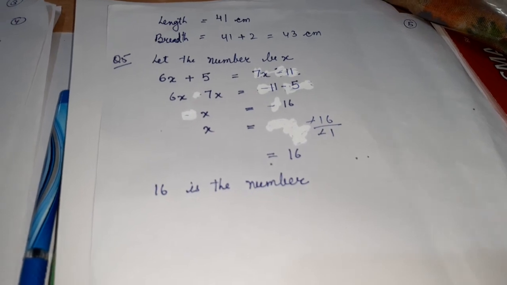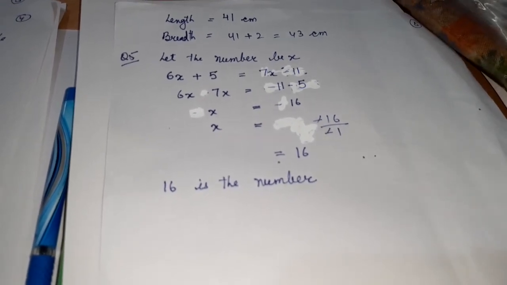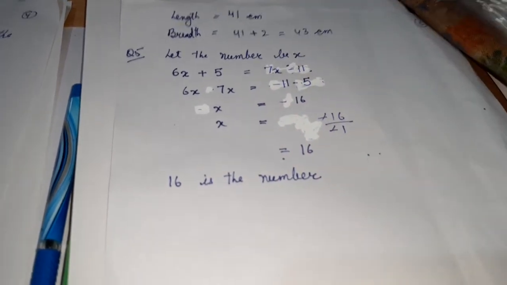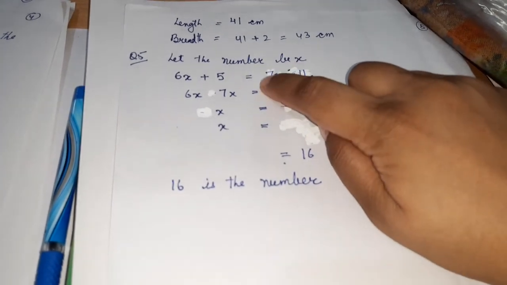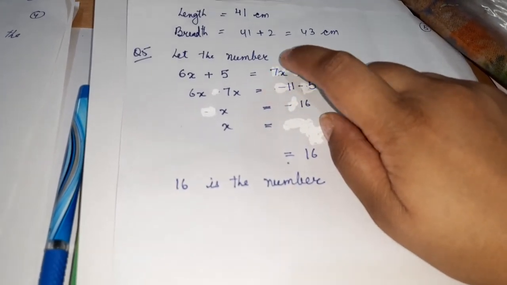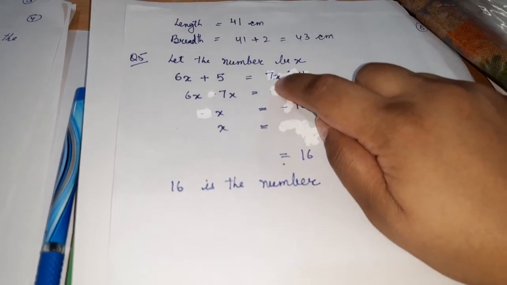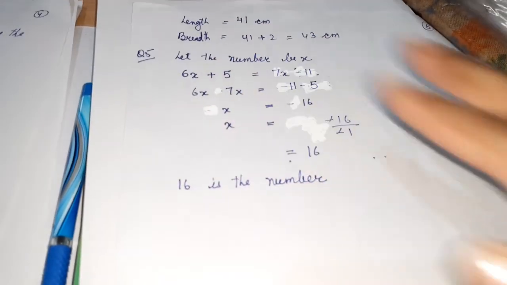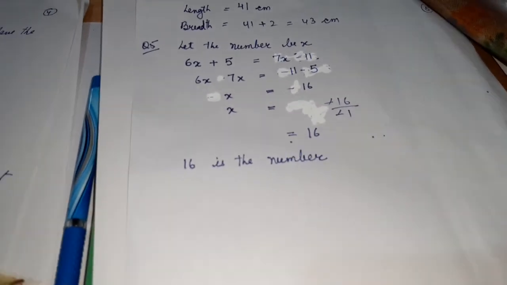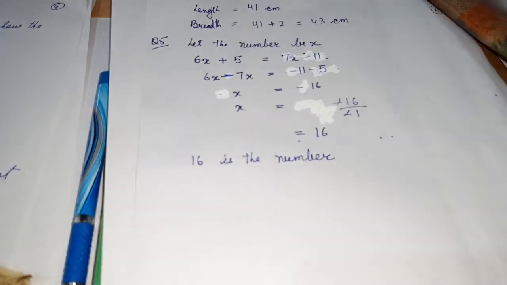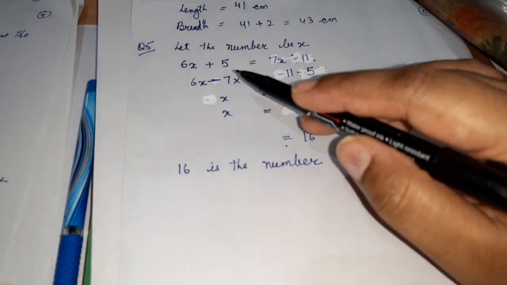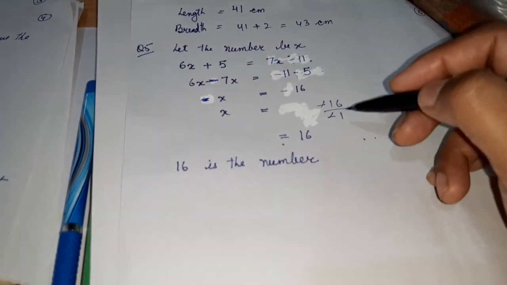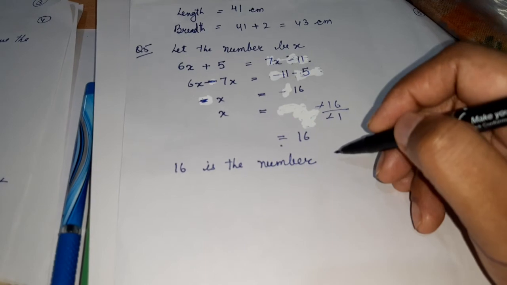Now question 5 is a bit tricky. Question 5 says 11 less than 7 times a number. That means we are taking 11 away from 7 times a number, is 5 more than 6 times a number. So this becomes a linear equation. So we will use the transposition method and we will get minus x is equal to minus 16. x is equal to 16 upon 1. So x is the number. This is how we solve it.